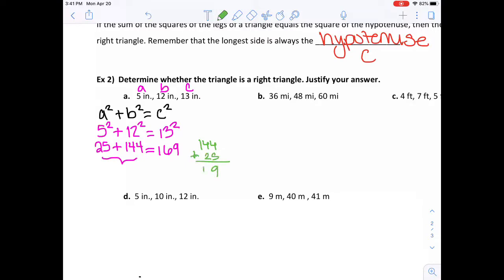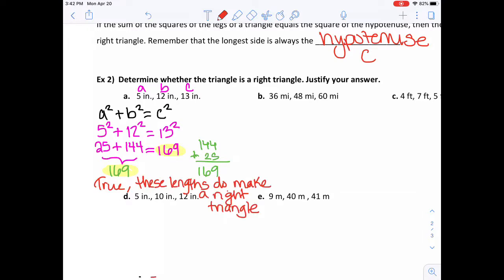And look at that. They add to 169. So since the values when plugged in are equal, that means the values held true for the Pythagorean theorem. These lengths do make up a right triangle.